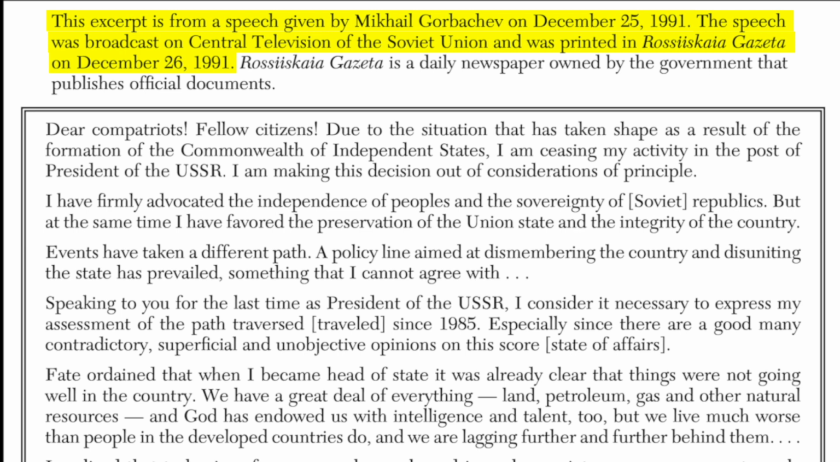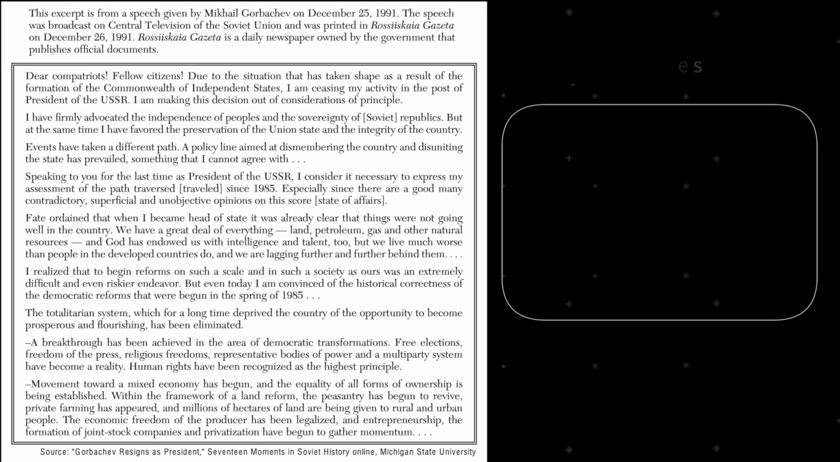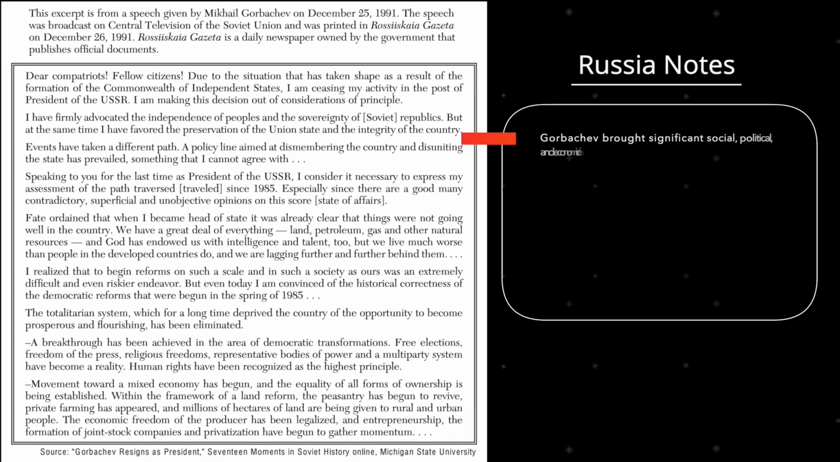So before we read the document, we should brainstorm and write down anything we might recall about Mikhail Gorbachev and this time period in Russian history. You might recall from your studies that Mikhail Gorbachev was the leader that brought significant social, political, and economic reform to the Soviet Union through policies such as glasnost, perestroika, and democratization.